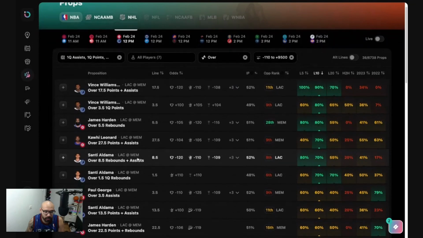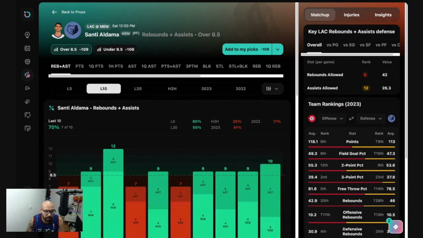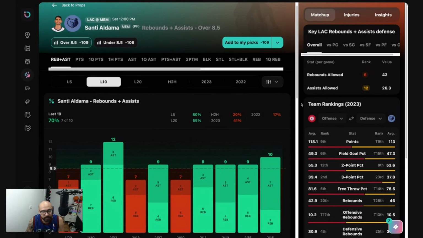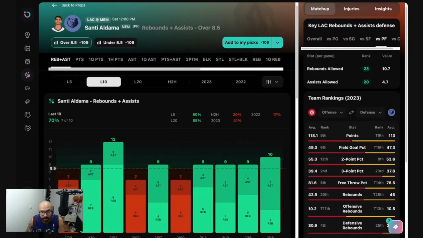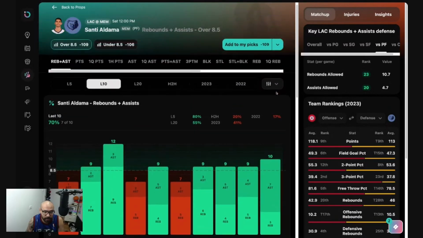We've got Santi Aldama, over 8.5 rebounds plus assists, minus 109. He's hit this in 7 out of his last 10 and in 4 consecutive games. Now, Santi Aldama will be playing power forward. The matchup's not bad. Both of these are green. So the Clippers allow the 8th most rebounds and the 11th most assists to power forwards this season. So the matchup is not a bad one at all.